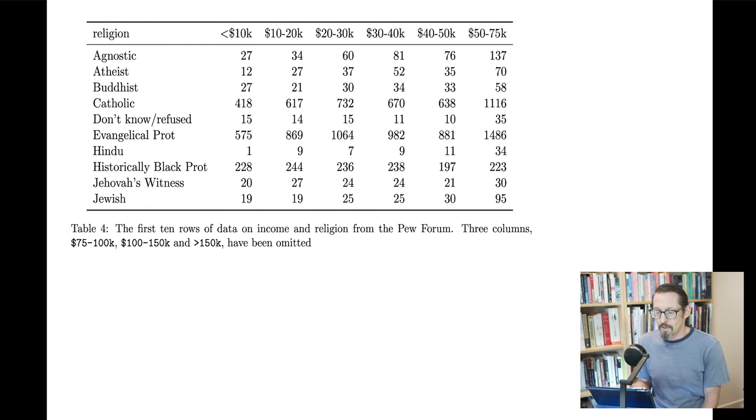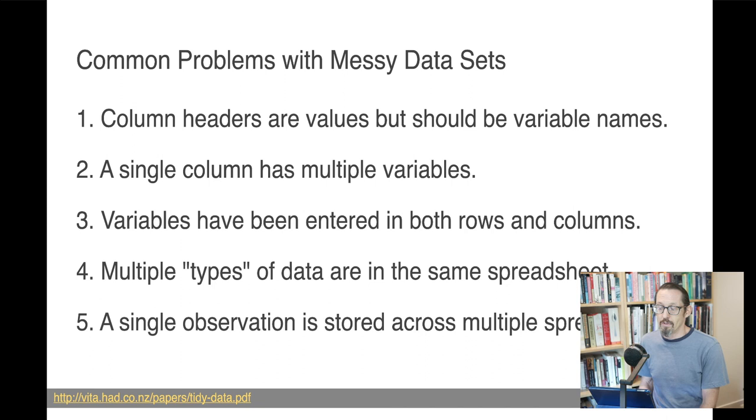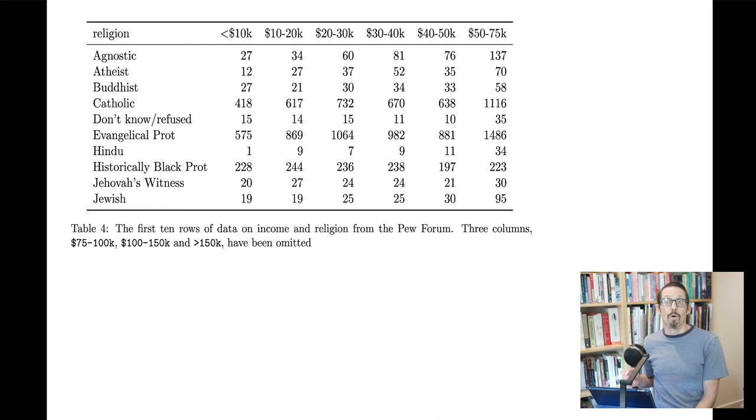Again, going back over here, column headers are values. And we have variables in the rows and the columns. We have 1 and 3 in this data. Well, how do we make it tidy?